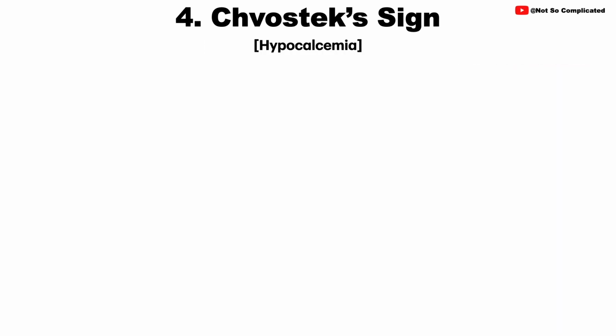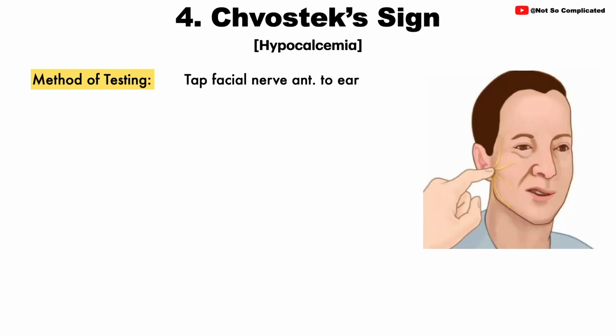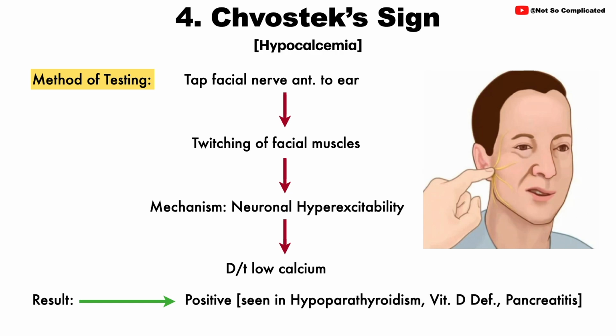The fourth one is Chvostek sign, and it is seen in hypocalcemia. The method of testing is that you tap the facial nerve anterior to the ear of the patient, exactly like this, and there will be twitching of the facial muscles. That twitching is due to neuronal hyperexcitability due to low calcium. If that is present, the result is positive, and it is usually seen in hypoparathyroidism or vitamin D deficiency, or also in severe pancreatitis.